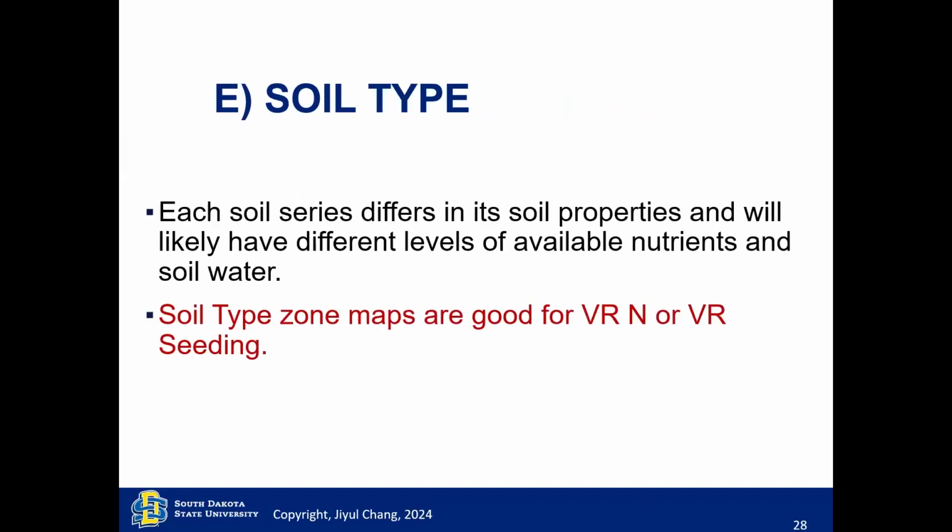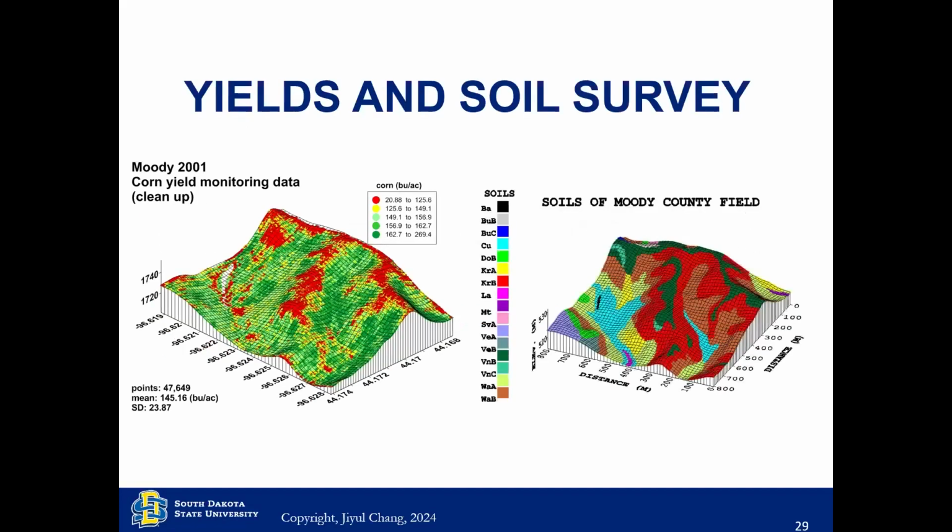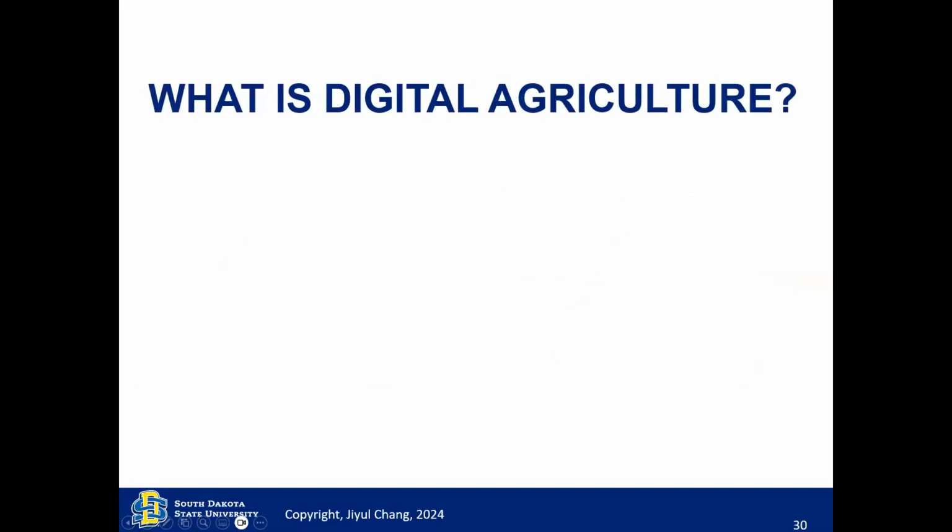Soil type is also good for the variable rate nitrogen application map and the seeding application map. So here is an example. On the left-hand side, this is the corn grain yield map, and the right-hand side is the soil type map. When you see these patterns, the patterns of yield variation are very similar to the landscape and the soil types.